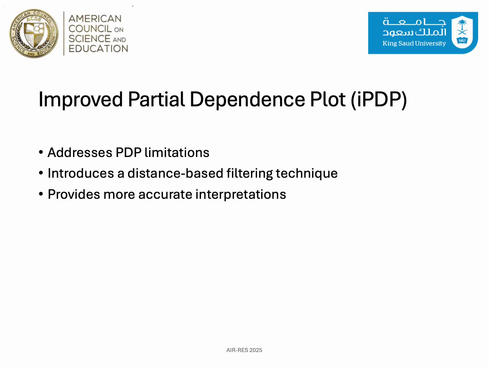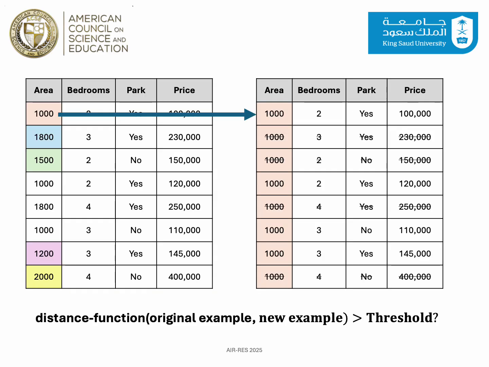To address this issue, we introduce IPDP, which removes all examples that are far from the current example, according to some distance measure. We start by creating a new dataset as we did in PDP. However, instead of taking all the data points, we measure the distance of each data point in the new dataset to the original data point. Then, we eliminate the data points with distance beyond some predefined threshold. We then proceed with obtaining predictions on the trained model as done previously with PDPs.